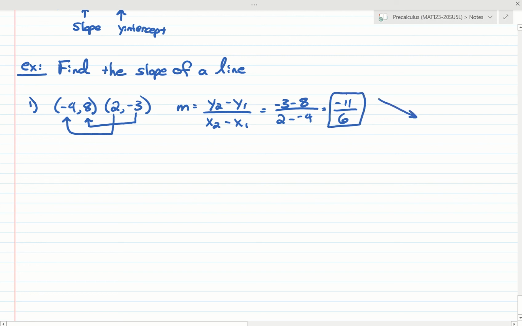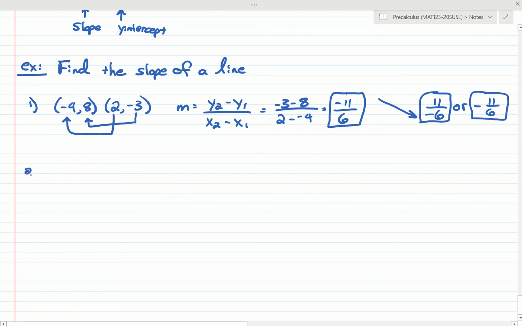And just as a side note, remember -11 over 6 is the same thing as 11 over -6 or -11 over 6. Those are all equivalent fractions. It doesn't matter where the negative is. It could be in the numerator, denominator, or in the middle.